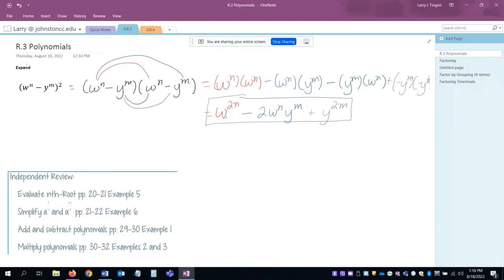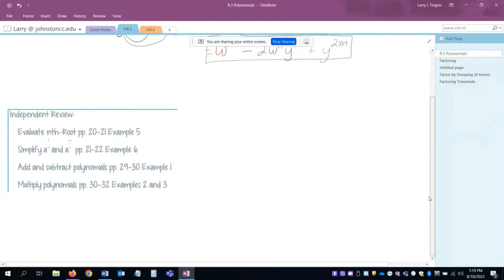Okay. Now the next page just has some problems listed for you. I'm not going to go into them because I want to move on. But if any of this sounds like material that you need to look at or need some review on, this is a great place to do it. We have nth roots, fractional exponents, adding and subtracting polynomials and multiplying polynomials.